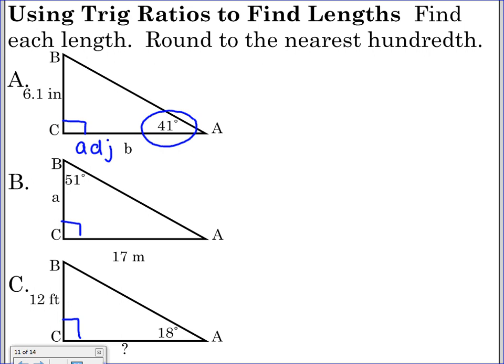B would be adjacent. BC would be opposite. Which information do we not use in tangent? Hypotenuse. Because here we have the angle. We're given the opposite side. We're asked to find the adjacent. So we're not going to use the hypotenuse, which means we're going to use a trig ratio.